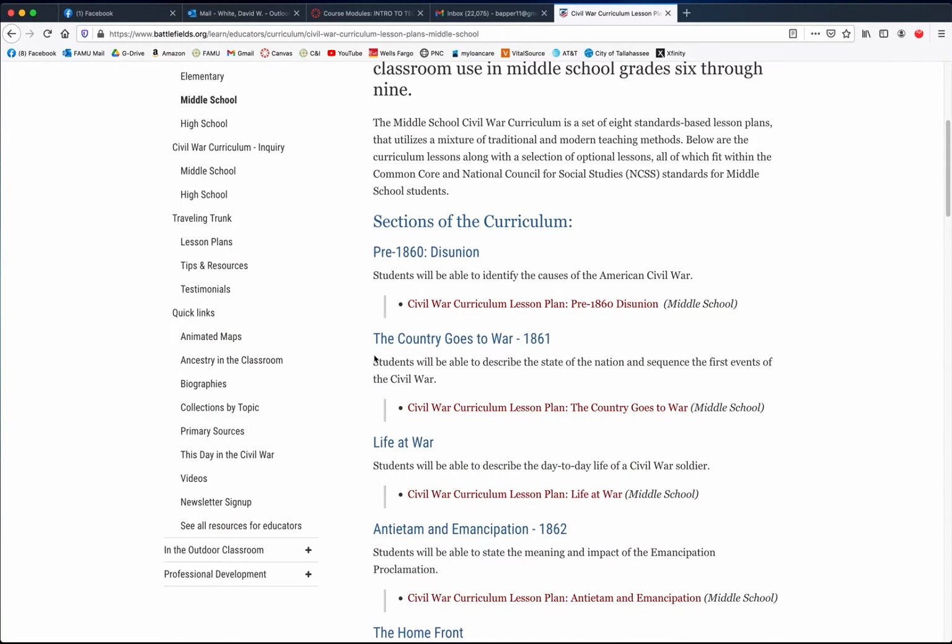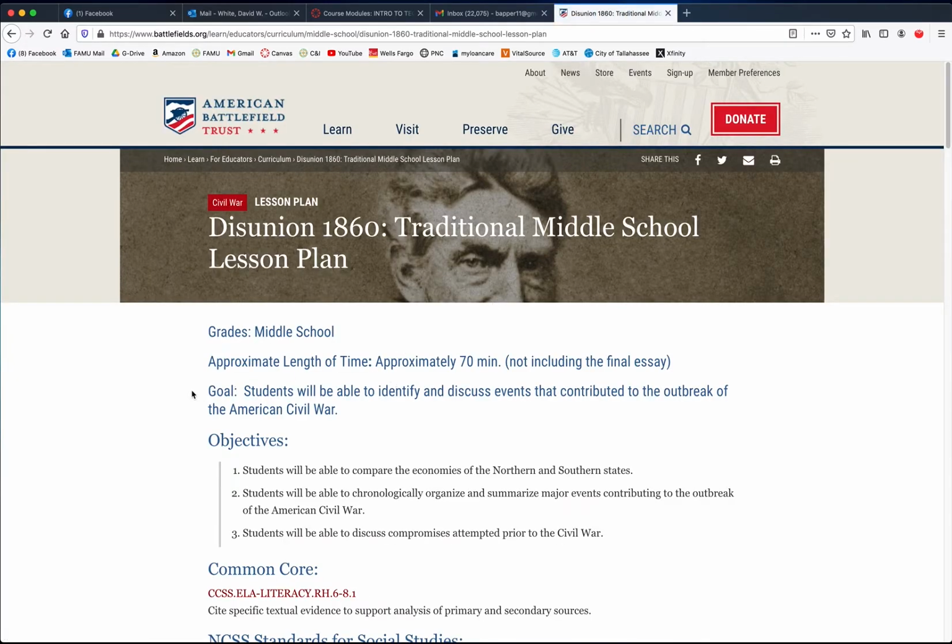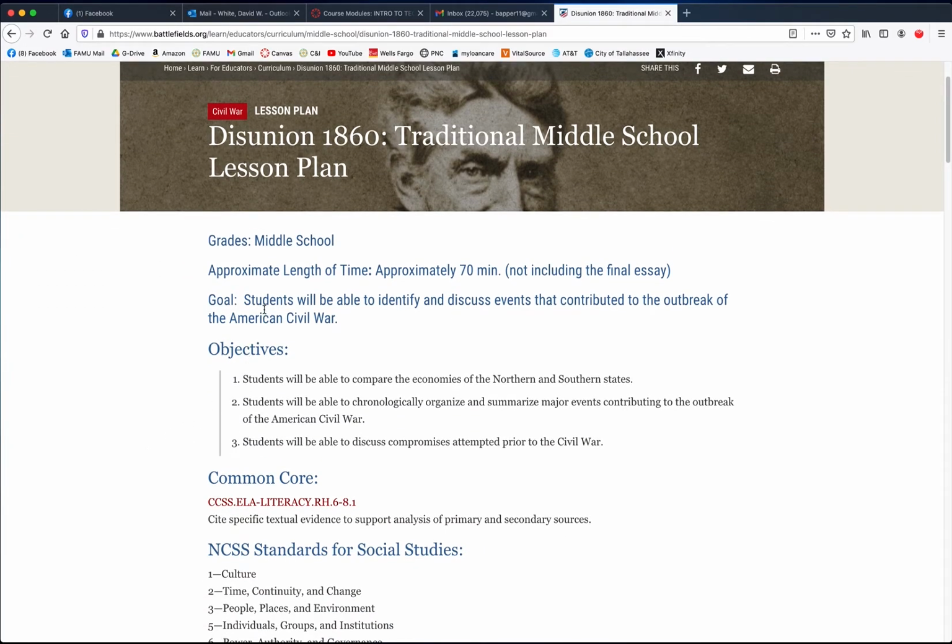This one has a Civil War curriculum lesson plan on it, and it has some specific stuff too, but this looks like just pre-1816, the disunion issues. I don't think anybody's doing it on that, so this will be fine. So it's grade middle school. They're saying 70 minutes, which is fine, not including the final essay. It says the goal: the students will be able to identify and discuss events.